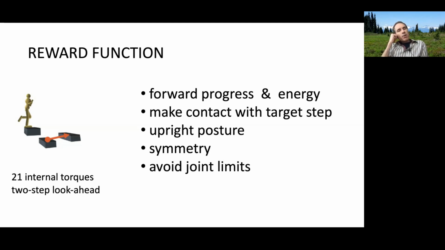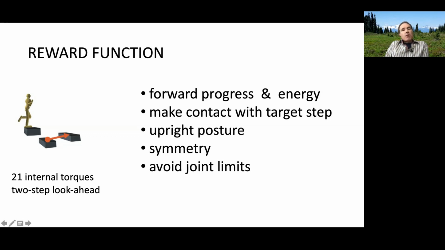Okay, so our human model is a humanoid model based on reasonable torque limits and mass distributions. It'll be driven by 21 internal torques. So that's our action space. We're going to look ahead 2 steps. So it will be told your next step should ideally be here, and the following one should be here.